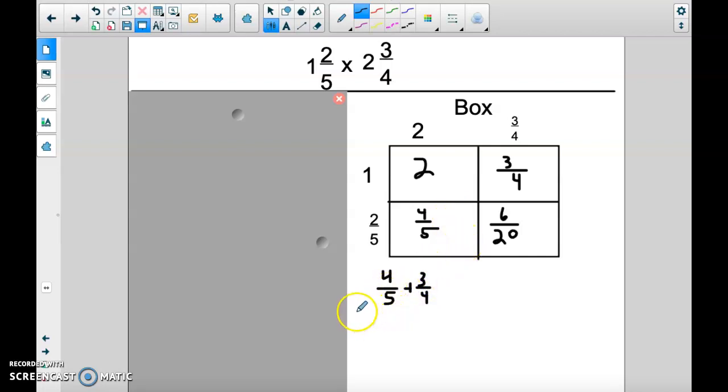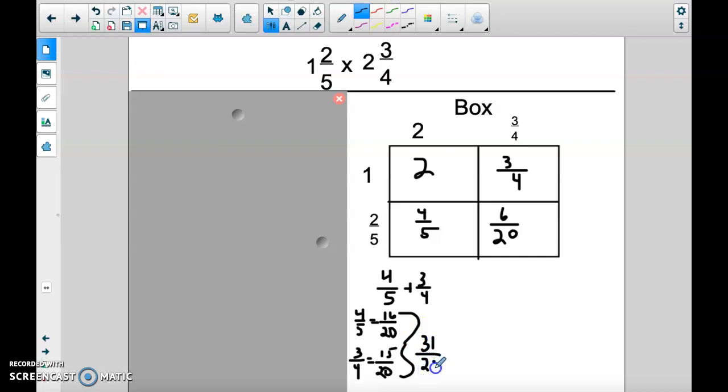And then we use our common denominator, right? So 4/5, I times both by 4 and make it 16/20. 3/4, I times my numerator and my denominator by 5, gives us 15/20. Add them together, and that'll be 31/20.